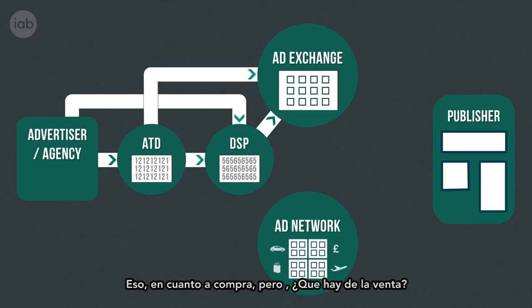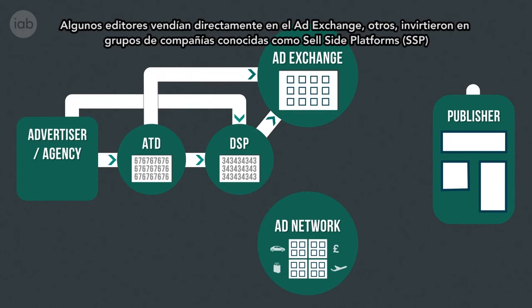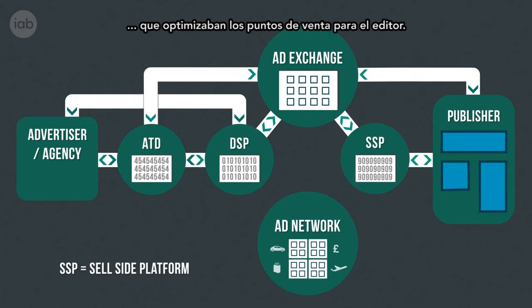So, that's the buy side. What about the sell side? Some publishers sold directly on the exchange. Others invested in a group of companies called sell-side platforms, which optimize the selling points for the publisher.